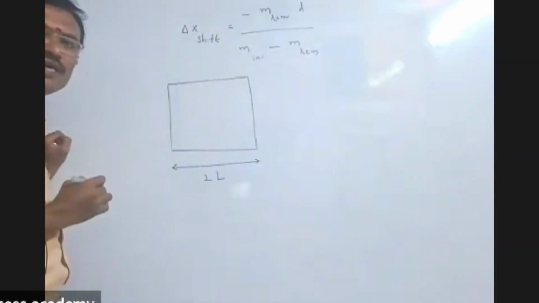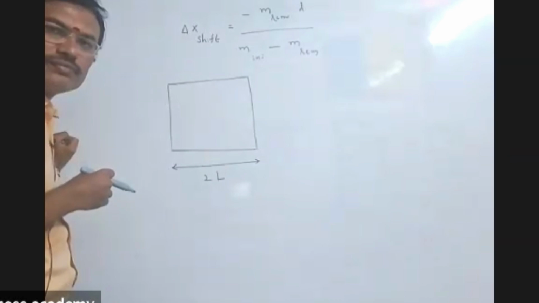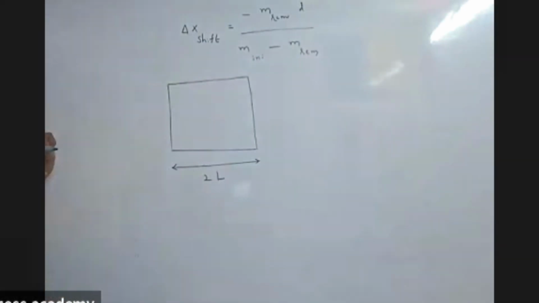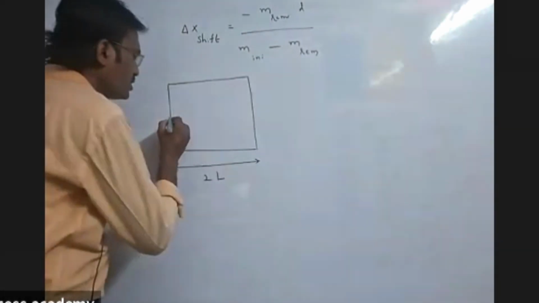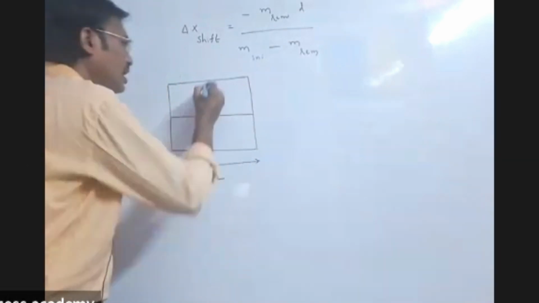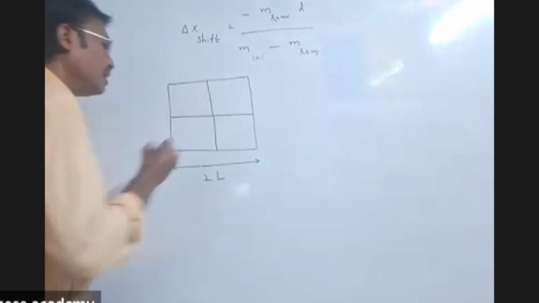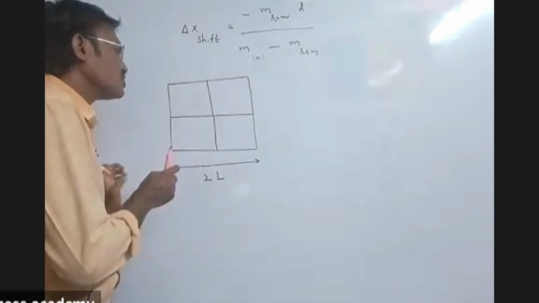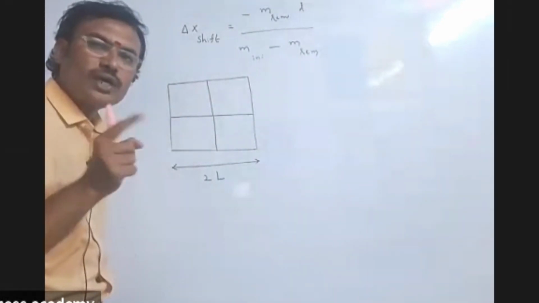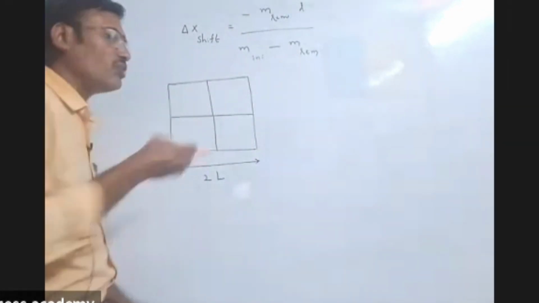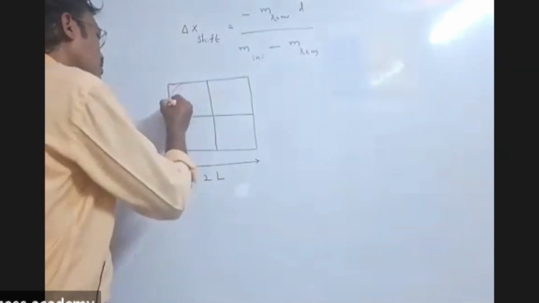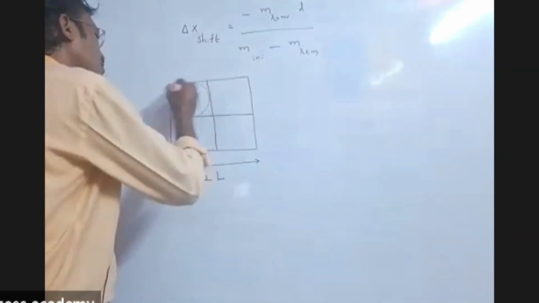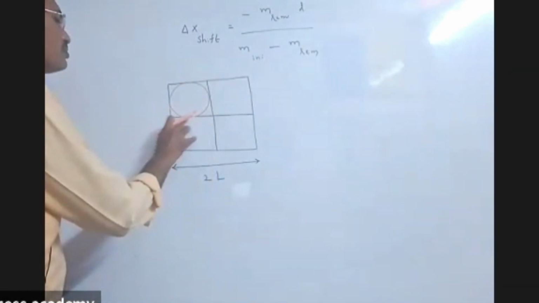Length is 2l, nothing but side. The side of the square is 2l. Okay, so now here we considered this is one and this is another. Like that, four equal parts we considered. In the four equal parts, in one part, 1/4 part of the square, one circular part is removed.